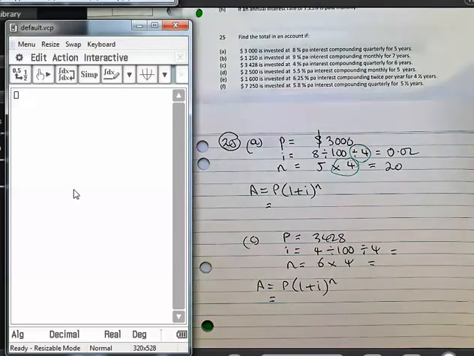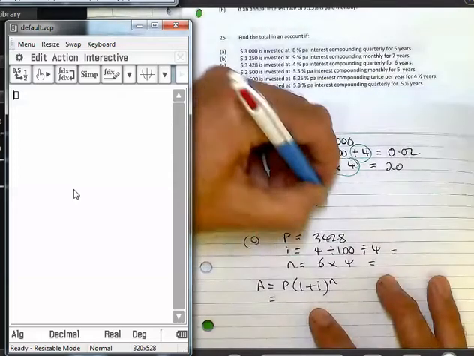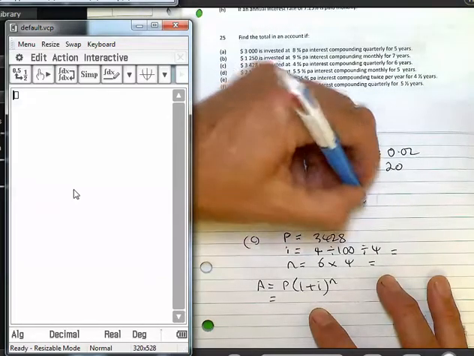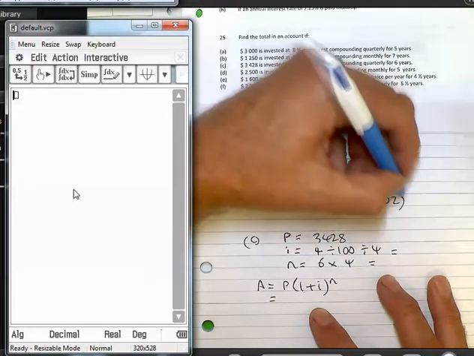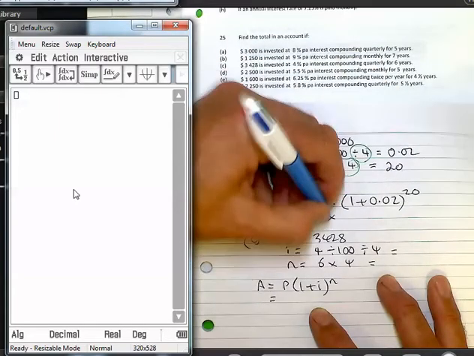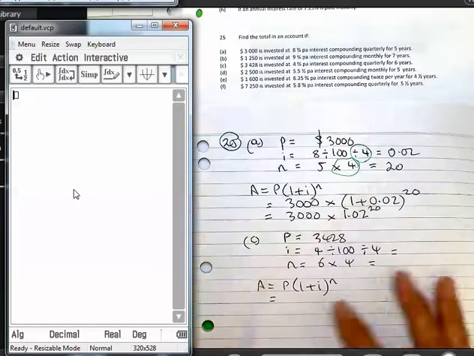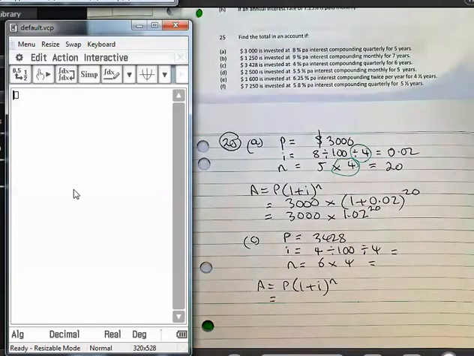multiplied by. So setting this out, this is what I'll have. The principal of $3,000 times 1 plus 0.02 raised to the power of 20. You can either do that as a string, or we can add the brackets. Brackets first, of course. So on the calculator, I'll do the brackets included in this instance.